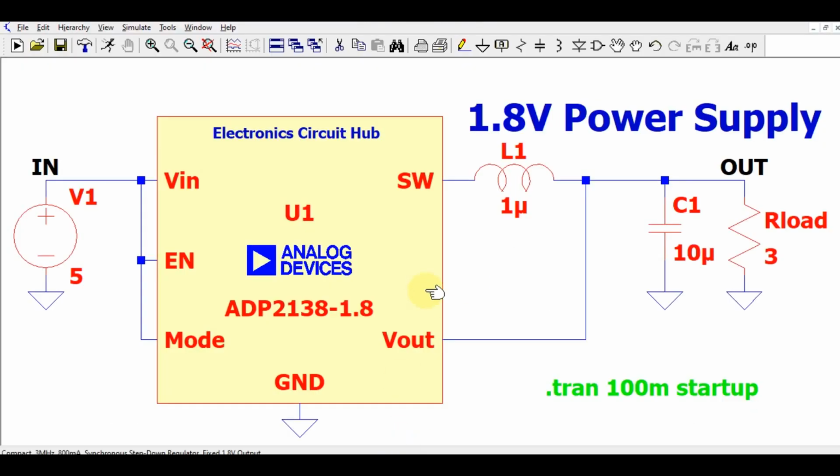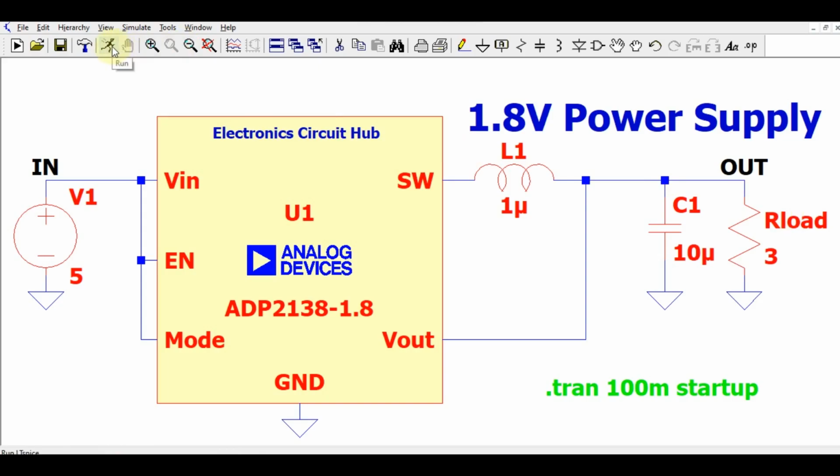So let us come back to our application. The same here, our input is 5 volt, and the enable and mode we tied together and connected with the V in pin, and this is ground. And you can see here a 1 microfarad inductor, and here the output capacitor, and the load value. Okay, so let me run the simulation now.